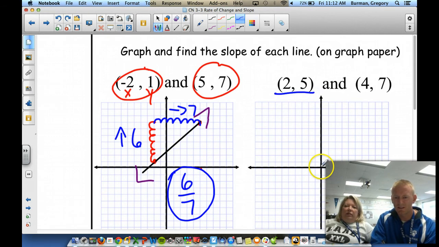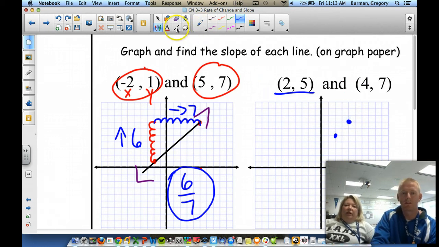So how do I graph this one? Plot your points. To the right 2, up 1, 2, 3, 4, 5. To the right 4, 3, 4, up 7. 1, 2, 3, 4, 5, 6, 7. Wow, this is another positively sloped line.